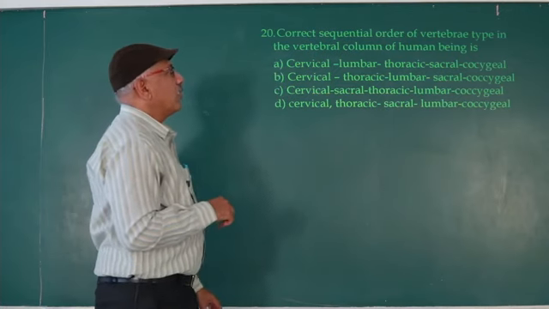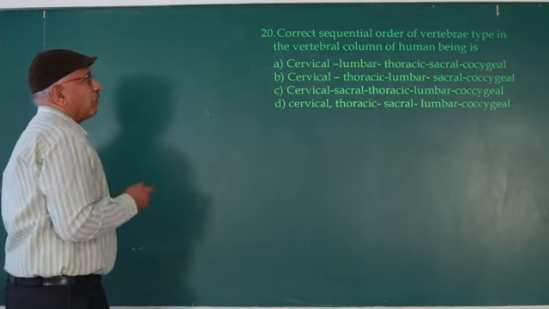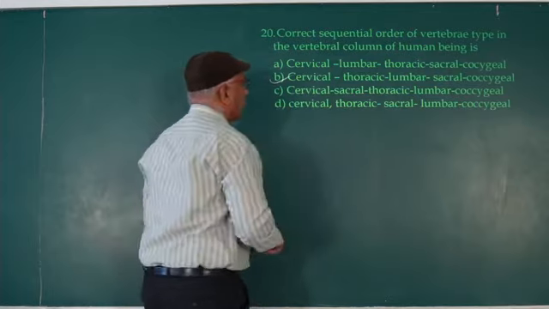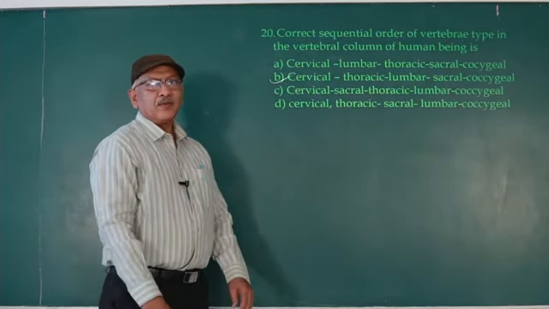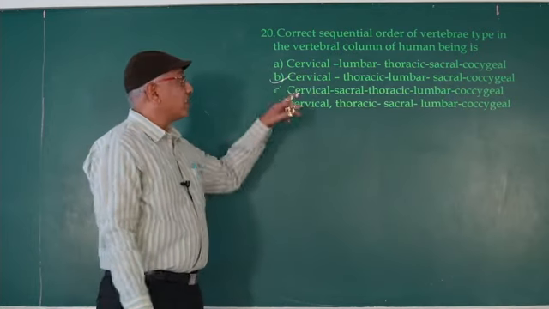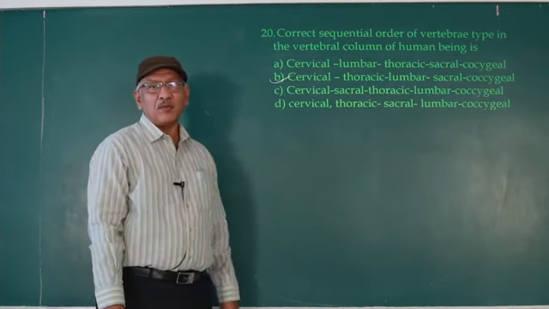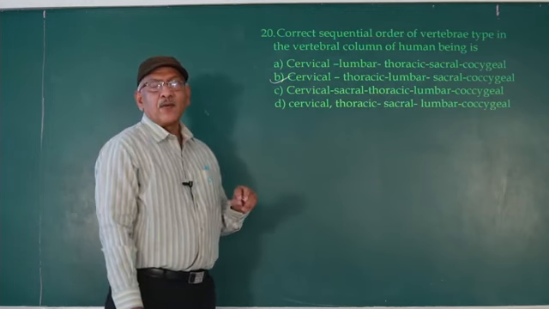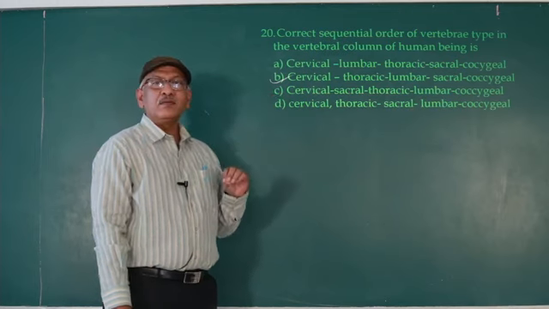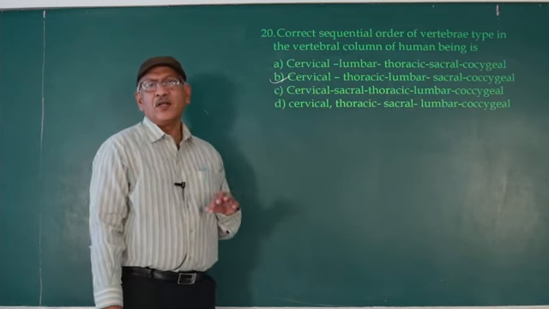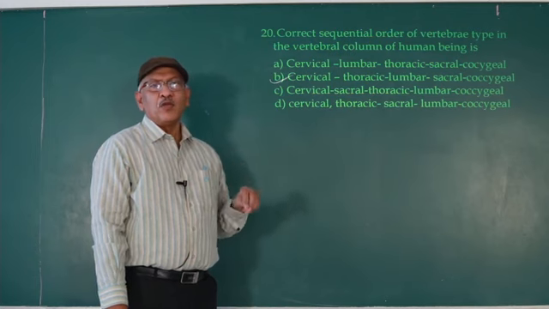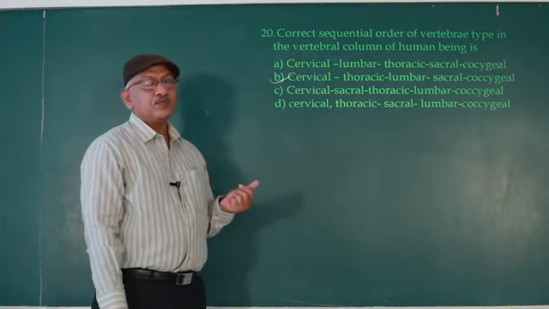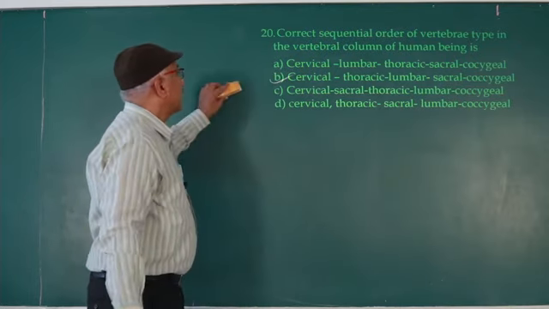Correct sequential order of vertebrae type in the vertebral column of human being: cervical, thoracic, lumbar, sacral, coccygeal. Cervical vertebrae are present in the neck region, thoracic in the thoracic cavity, lumbar in the anterior part of abdomen. Vertebrae present in the posterior part of abdomen are sacral. Vertebrae of the tail are known as coccygeal. Human beings have no tail, but we possess tail vertebrae. 4 tail vertebrae unite, coccyx is formed. So second option.